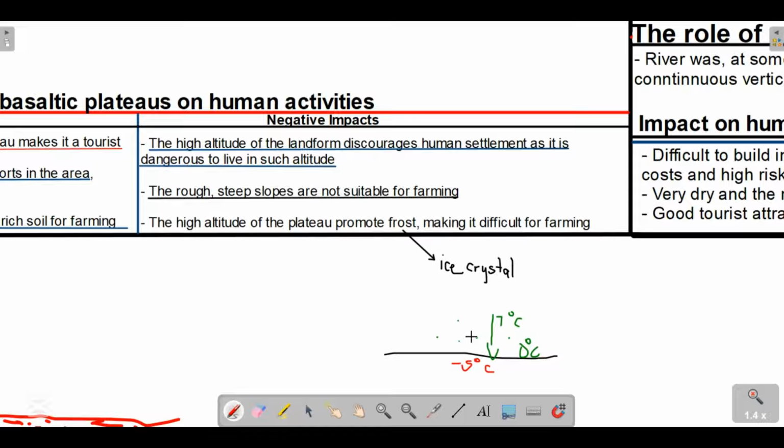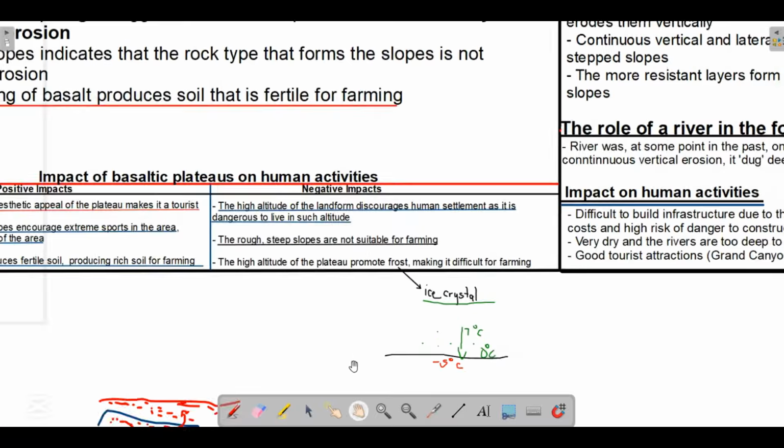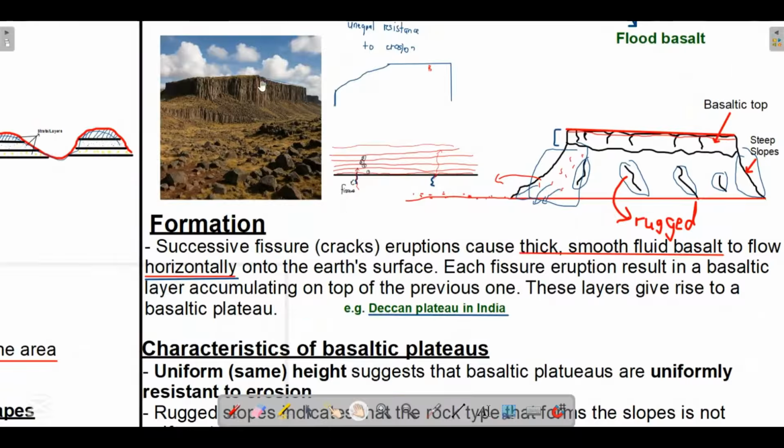And so now those air particles condense to form ice crystals. The ice is not really good for the plants. It damages plants. It damages your crops. So this would not be a good idea, to practice farming at high altitude on top of the plateau.